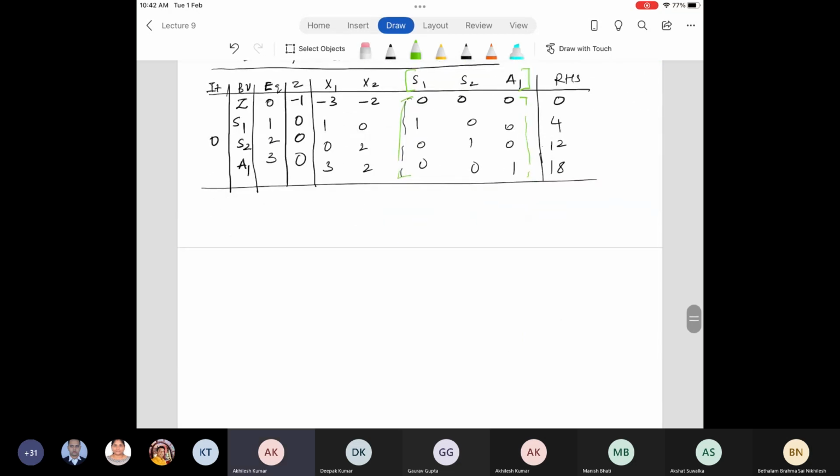Which one will enter the basis? X1, because it has the highest negative coefficient. Yes, so x1 will enter. This is my pivot column.